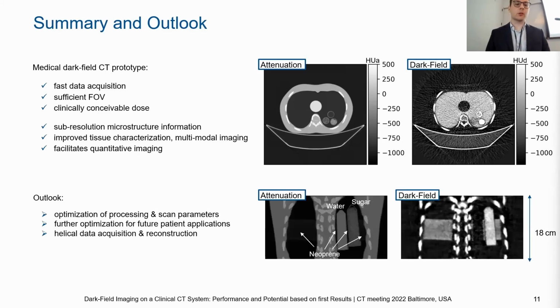Now, as a brief outlook, we want to optimize our system further. And this means that we need to improve our processing and, of course, also the scan parameters further. So one field of research that might be interesting here is iterative reconstruction, because as you've already heard so far, we are using a sliding window type approach, where in the end we use a filtered back projection. So we might benefit from iterative reconstruction. And lastly, we of course also want to perform helical acquisition.